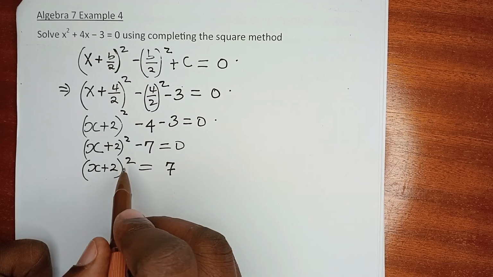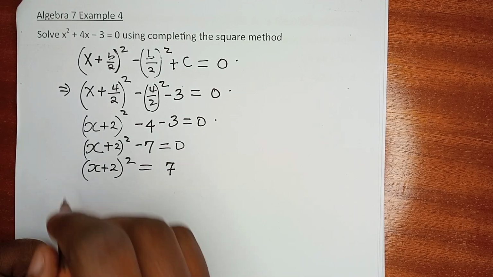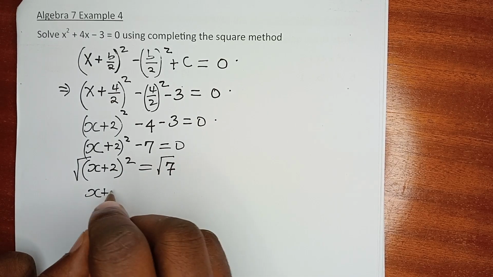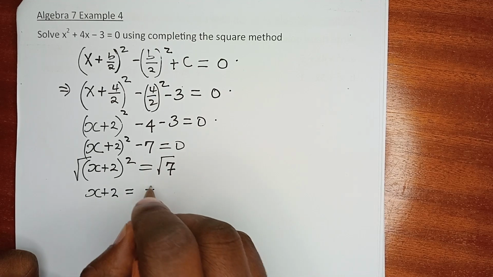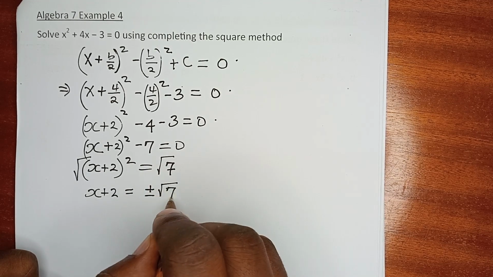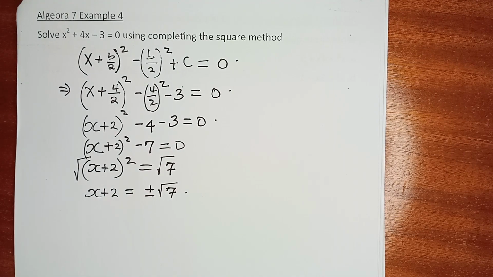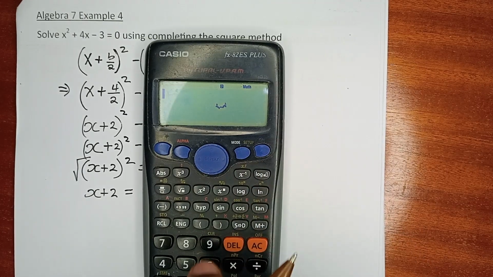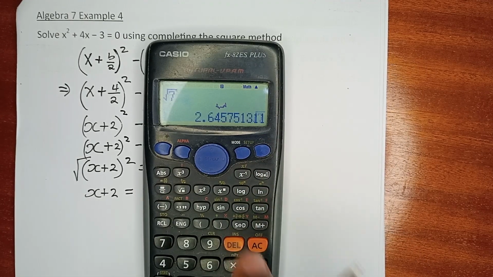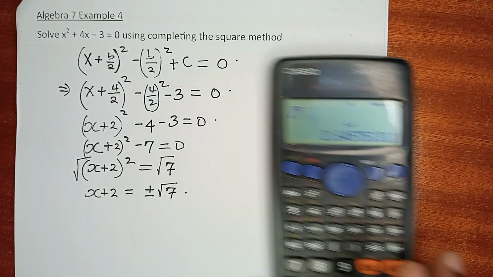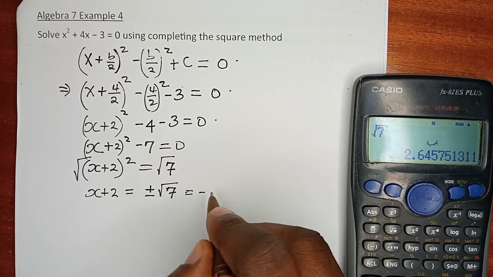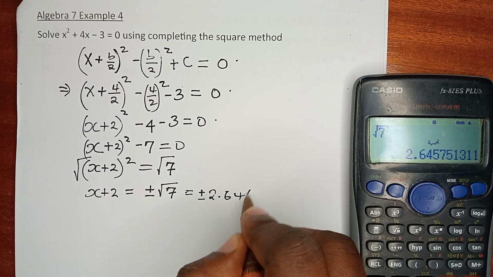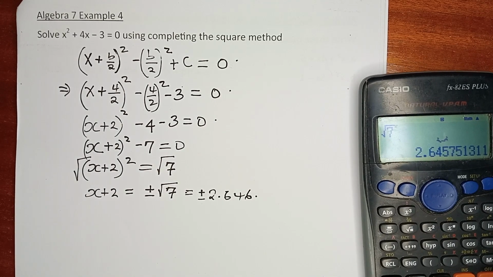We want now to make x the subject of the formula, so we get the square root of both sides, meaning x plus 2 is equal to plus or minus the square root of 7, which we can calculate, though that is the most accurate answer. The root of 7, which is 2.646, which is also equal to plus or minus 2.646 to 3 decimal places.